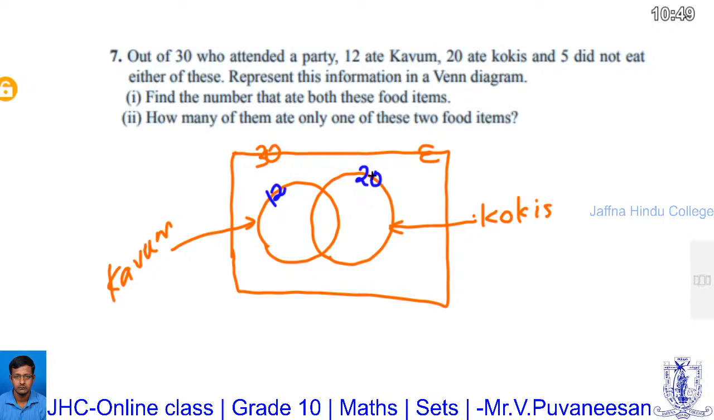Represent this information in a Venn diagram. We put the given information in the Venn diagram, then find the number that ate both of these foods. Here you have been asked to find the number that ate both of these foods.